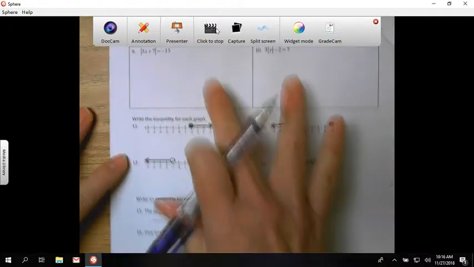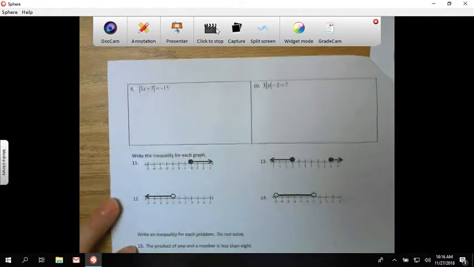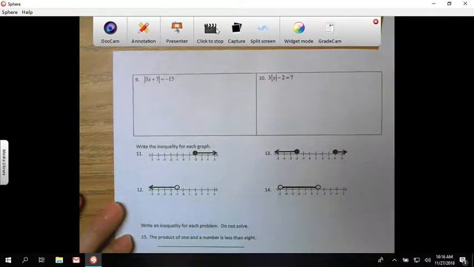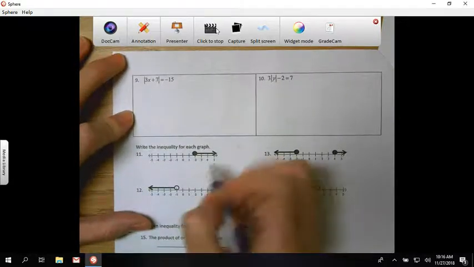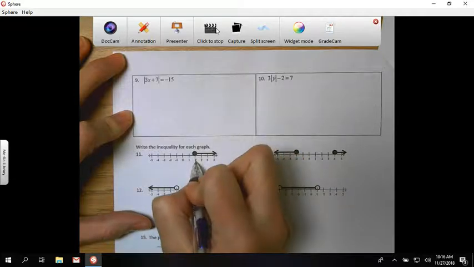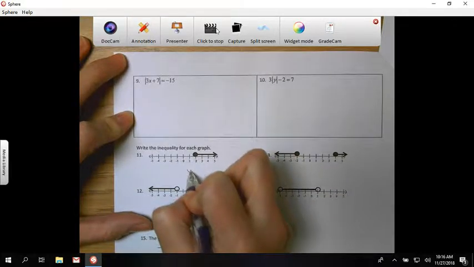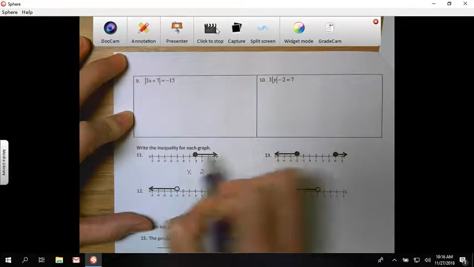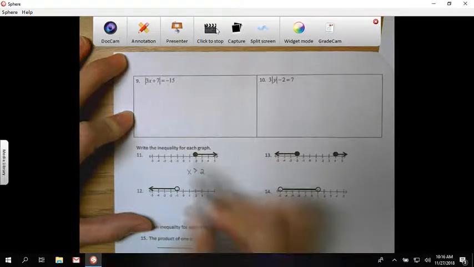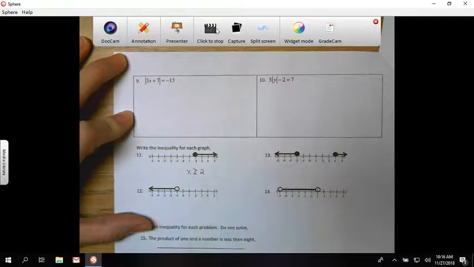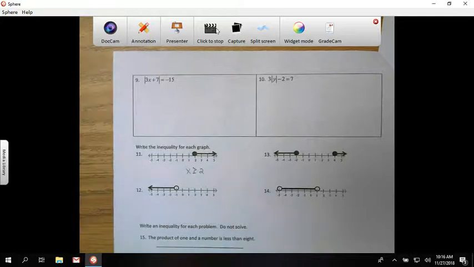Alright, so 9 and 10 are similar to the last one, so I'm going to go ahead and skip over those. Alright, 11 through 14. You are writing the inequality for each graph. So I can look right here, and I know that this is starting at 2. And then it's increasing, so I know that it's greater than 2. A closed circle means that it can also be equal to, so this should be x is greater than or equal to 2.